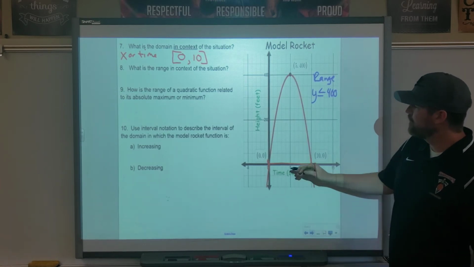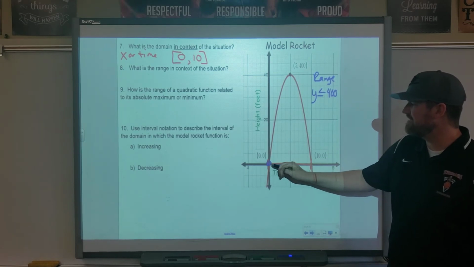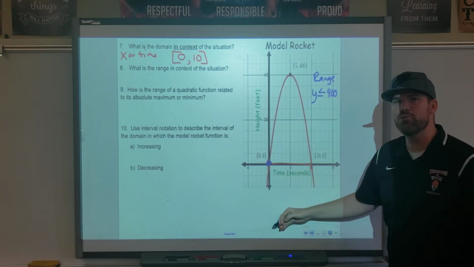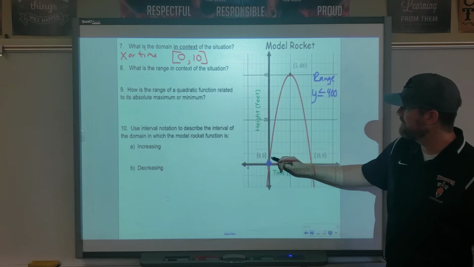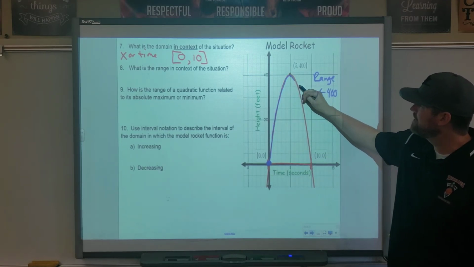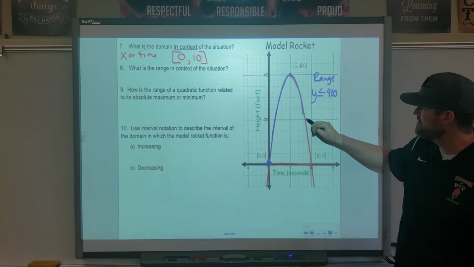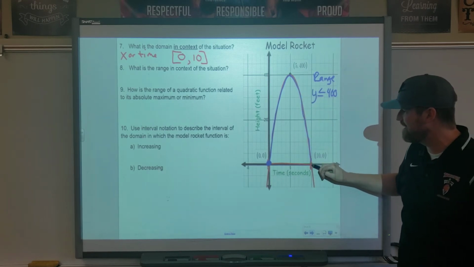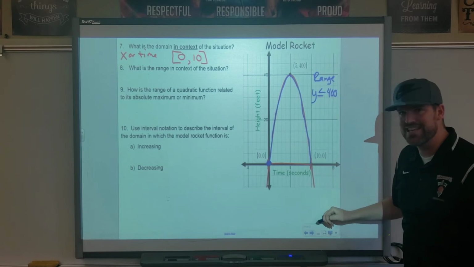No. The lowest that the rocket goes is 0 feet. It doesn't go below 0. So it's at 0 feet, right? Now it's at 200 feet. Now it's at the max of 400 feet. It's coming back down. It's at 300, it's at 200, it's at 100, and then it hits the ground at 0. It doesn't keep going.